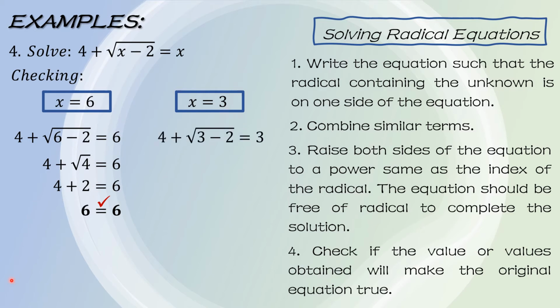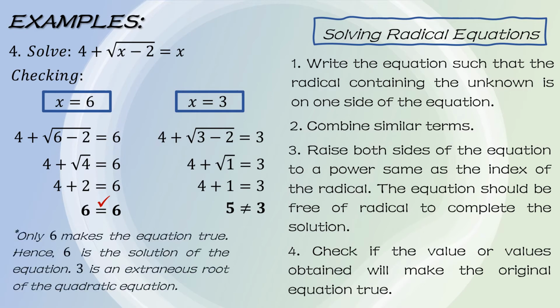4 plus square root of 3 minus 2 equals 3. Kunin ang difference ng 2 at 3. So, magiging 4 plus square root of 1 equals 3. Ang square root ng 1 is 1. So, 4 plus 1 is 5. And 5 is not equal to 3.